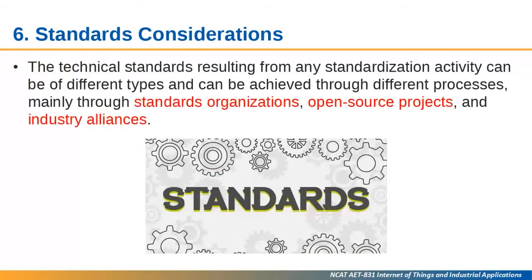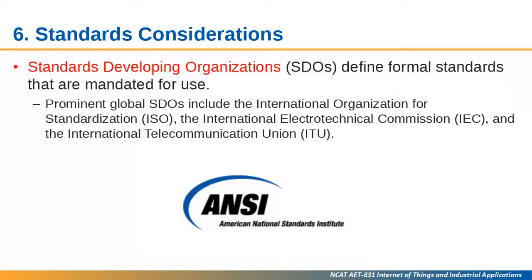For standardization, there are three different processes we can achieve it through. We have standards development organizations, open source, and also industry alliances. These three entities are easy to understand. Standards development organizations define formal standards that are mandated for use. Some examples here. I think the ISO is the most familiar to you.